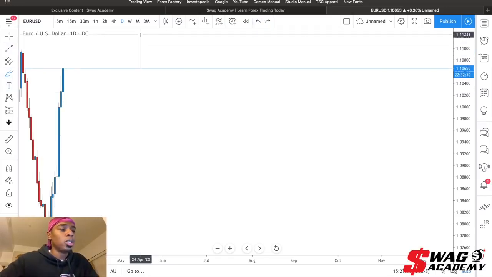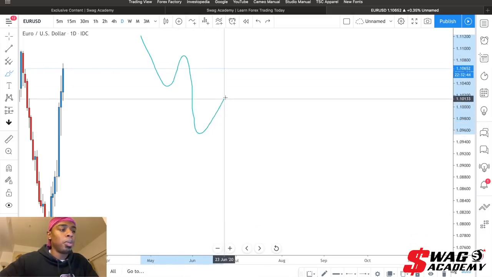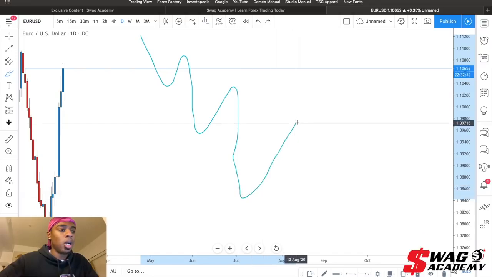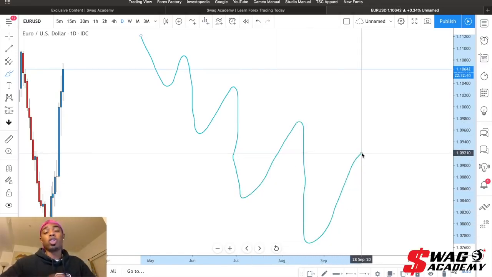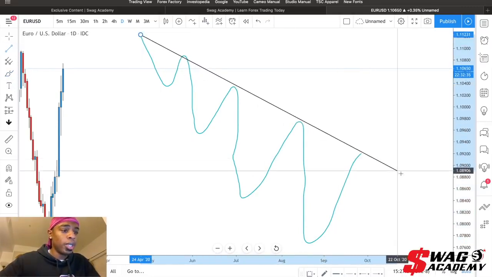So a downtrend would be down a lot, up a little. Down a lot, up a little. Lower highs and lower lows. So we did this trend line right here, boom, straight down.